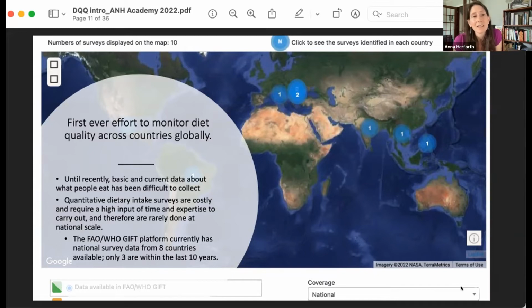And it's something that has been, I think, a real gap in the field of nutrition, understanding just what people eat and how it's changing, and also in trying to connect the dots between agriculture and nutrition. So really trying to fill this gap with a feasible monitoring tool that can be scaled up.